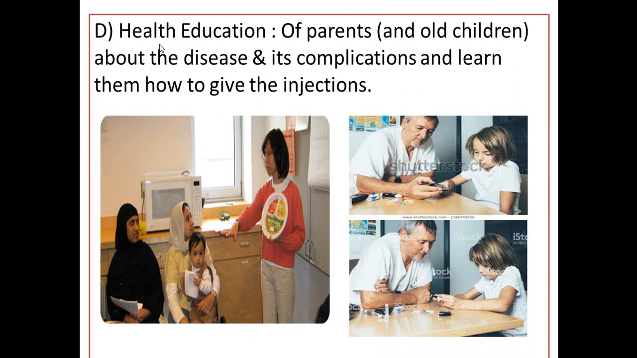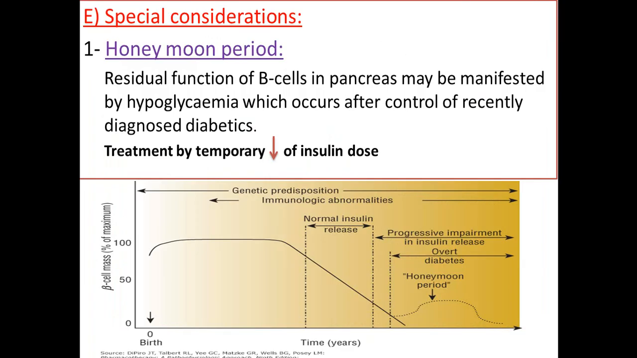And we need health education of parents and also of older children about the disease and the complications, how to take the injection, how to store insulin, and many other things. We have to inform the mother or the parents about this disease and the full picture of complications. We also have to know the special considerations regarding therapy.